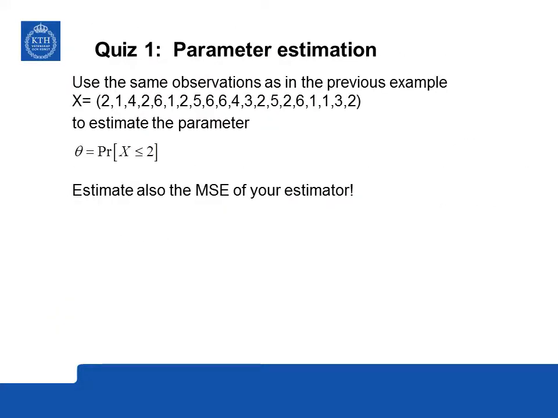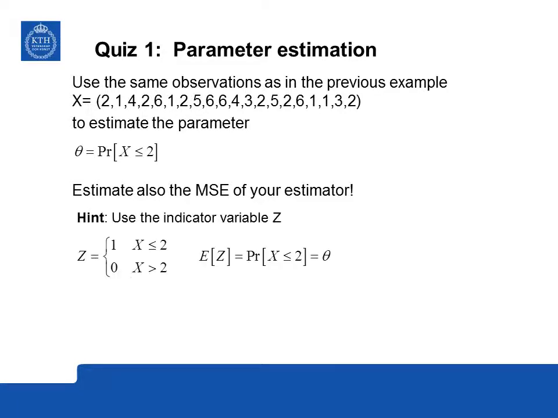So now it's time for you to try this out. We have in quiz 1 a parameter estimation problem. We still use the same observation as in our previous examples. We have this vector x of 20 die rolls, and we want to estimate the parameter, the probability that x is less or equal than 2. That is our parameter theta that we want to estimate. And you should also give the mean square error of your estimator.